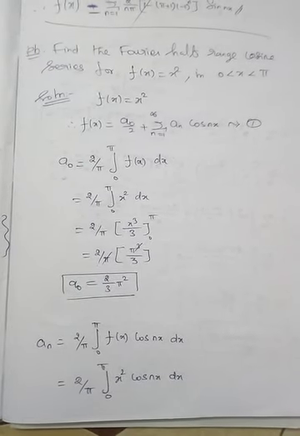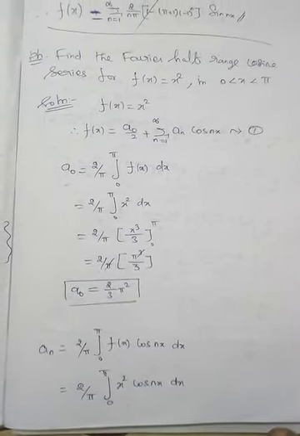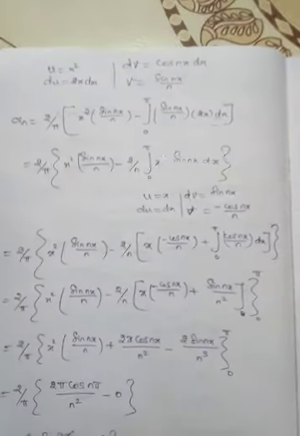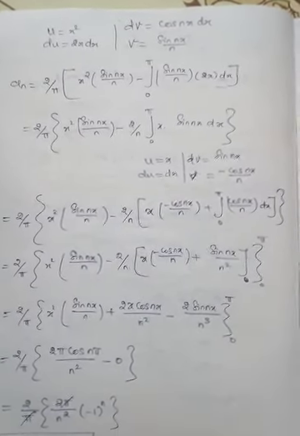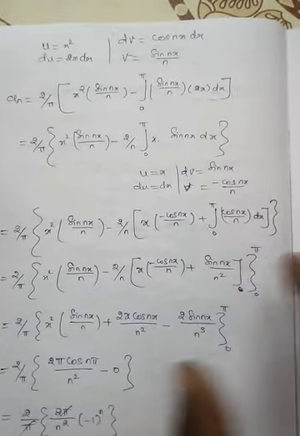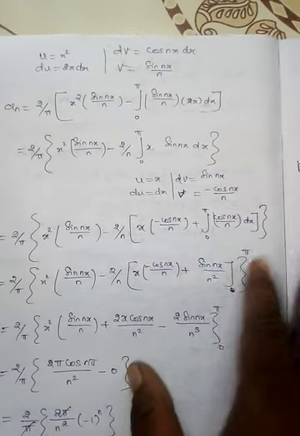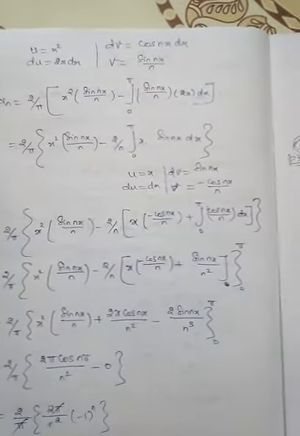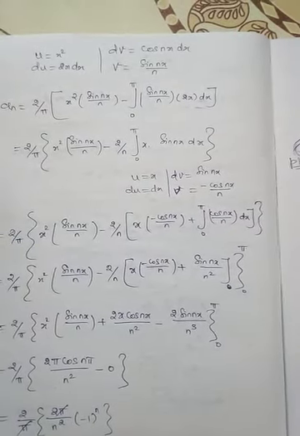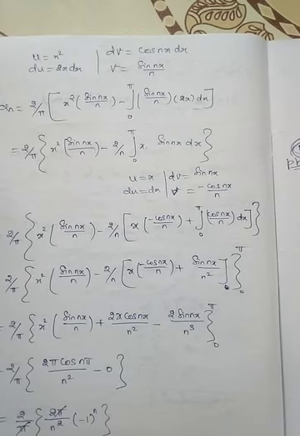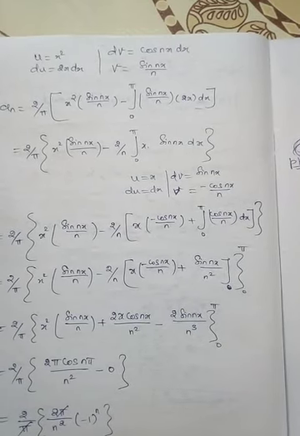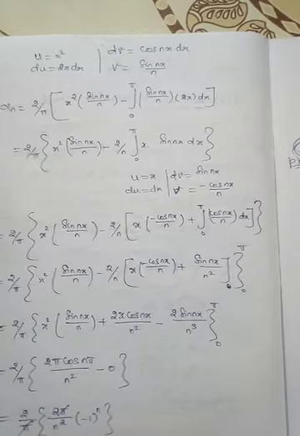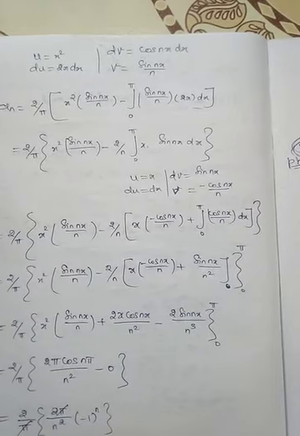So let us use another formula, integration by parts: integral u dv. I can select that formula. Here I have given it clearly: u equal to x squared, dv equal to cos nx dx, so du equal to 2x dx, and integrating dv, v is equal to sin nx by n. I hope you all understood.